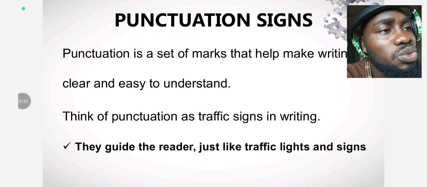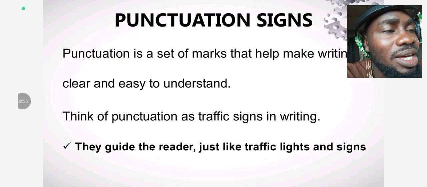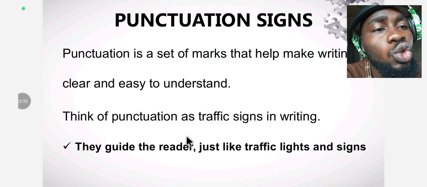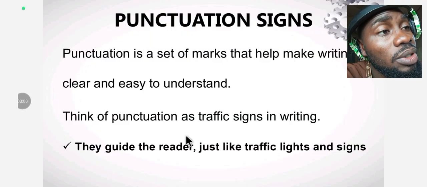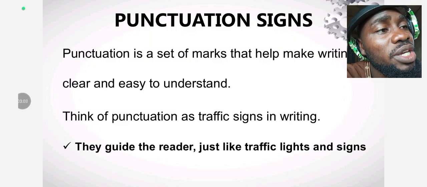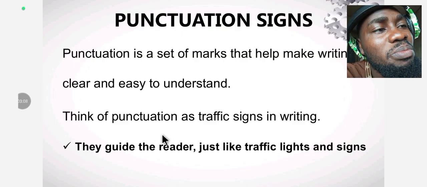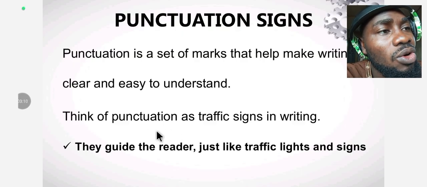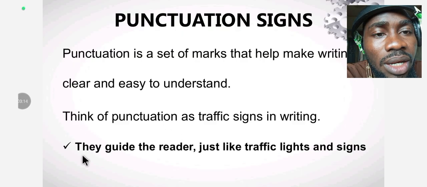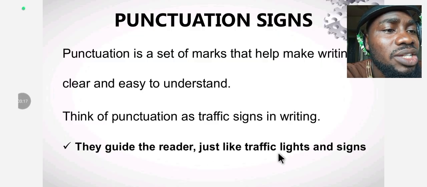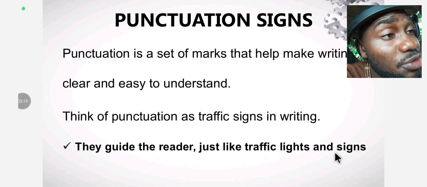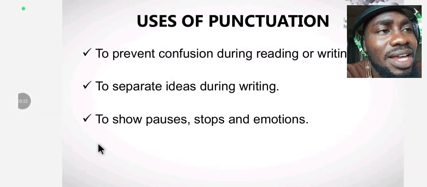It tells you where to stop, where to smile, how to feel, what to do, where to speed up, where to increase your pace. It tells you the context, what is going on, and what is meant by the expression or by statements in writing and reading. They guide the reader just like traffic lights and signs, like I just explained. Let's move over to the next slide.